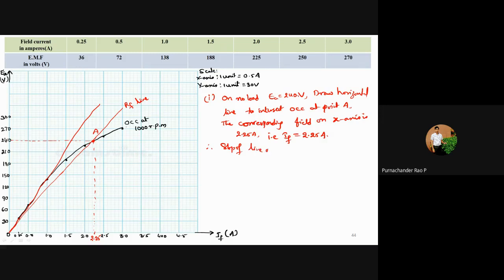Now the slope of line OA is your field resistance RF. Slope of OA is RF, which is equal to 240 divided by 2.25. This value is 106.67 ohms. So this is your first problem, field resistance.